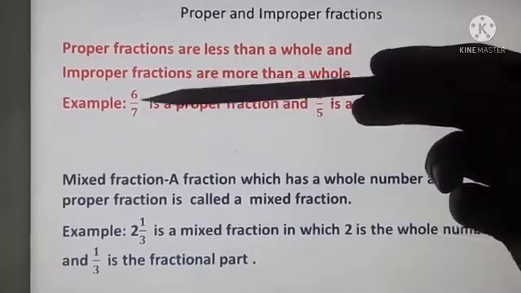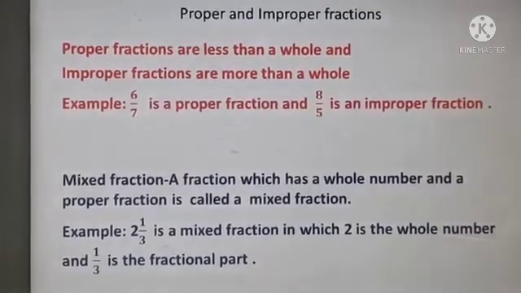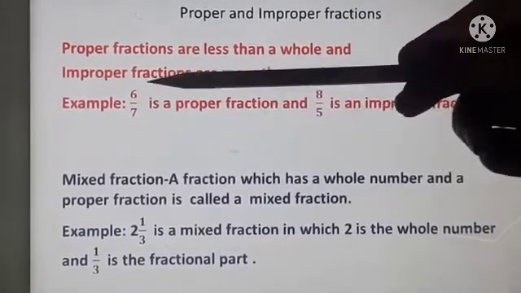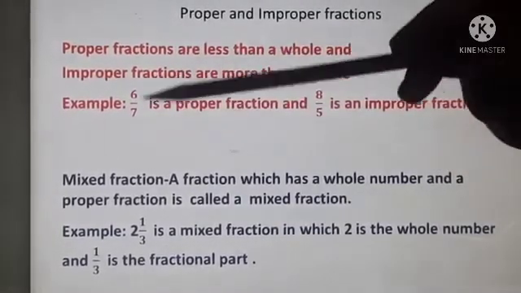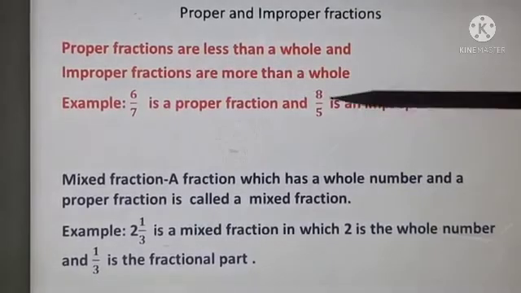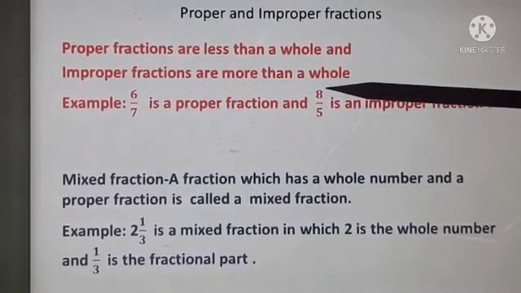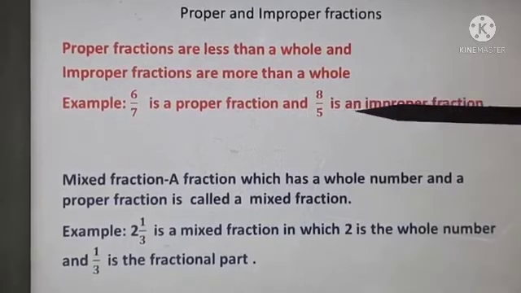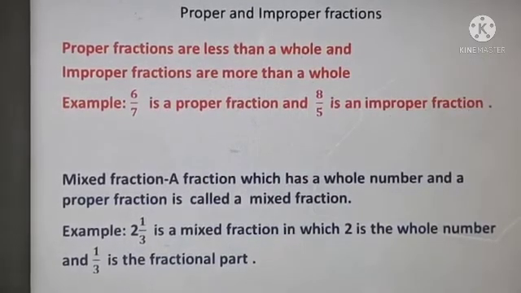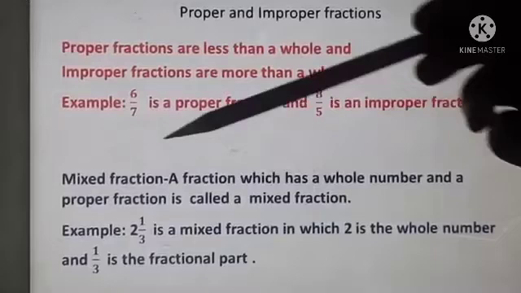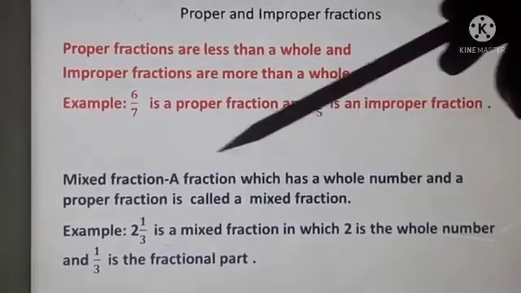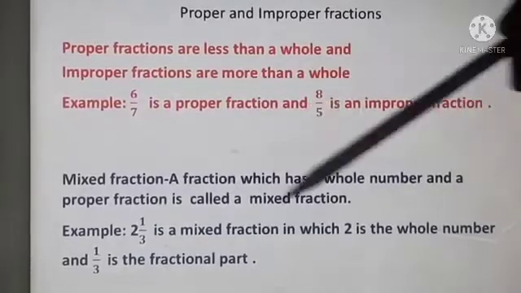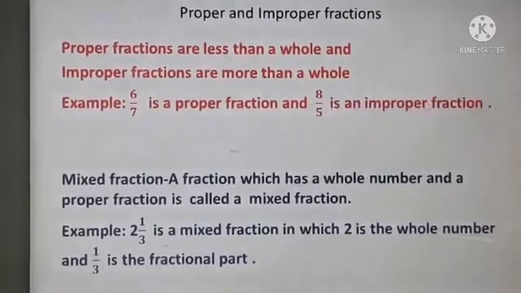See this example, 6 upon 7. Here 6 is numerator and 7 is denominator. 6 is smaller than 7. So it is example of proper fraction. And 8 upon 5. Numerator is 8, denominator is 5. 8 is greater than 5. So it is an example of an improper fraction. Right? Now mixed fraction. A fraction which has a whole number and a proper fraction is called a mixed fraction.